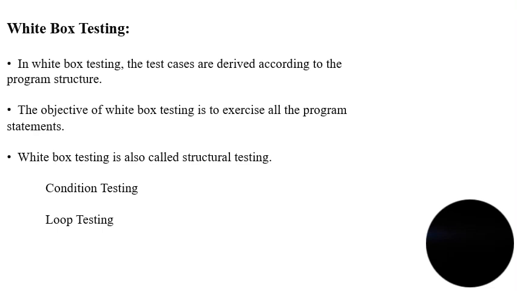Next, white box testing. White box testing is a testing method where the internal structure and logic of the code of the software are known to the tester. That is white box testing. In white box testing, the test cases are derived according to the program structure. The objective of white box testing is to exercise all the program statements. White box testing is also known as structural testing. There are two types of white box testing. First one, condition testing. Second one, loop testing.